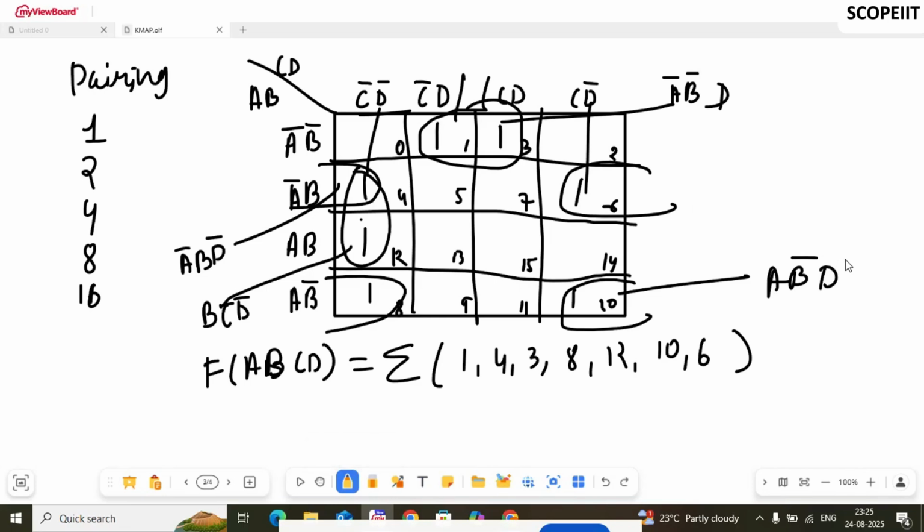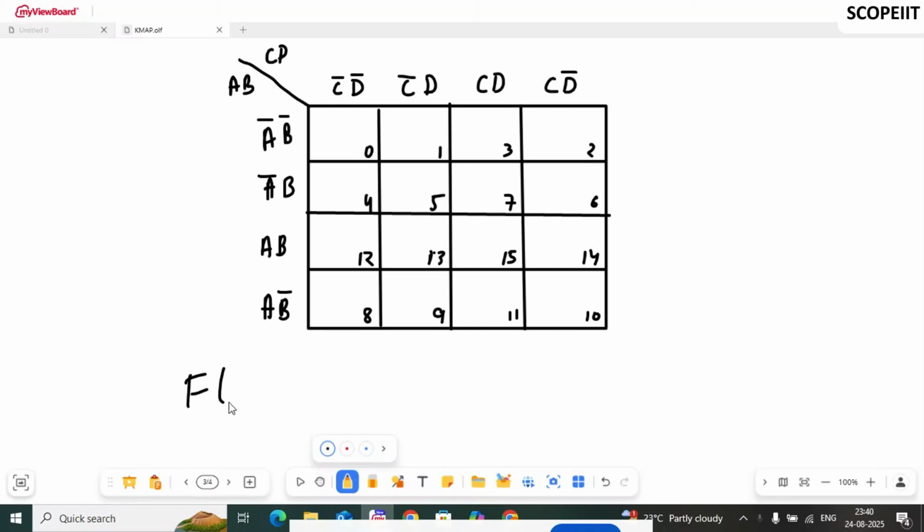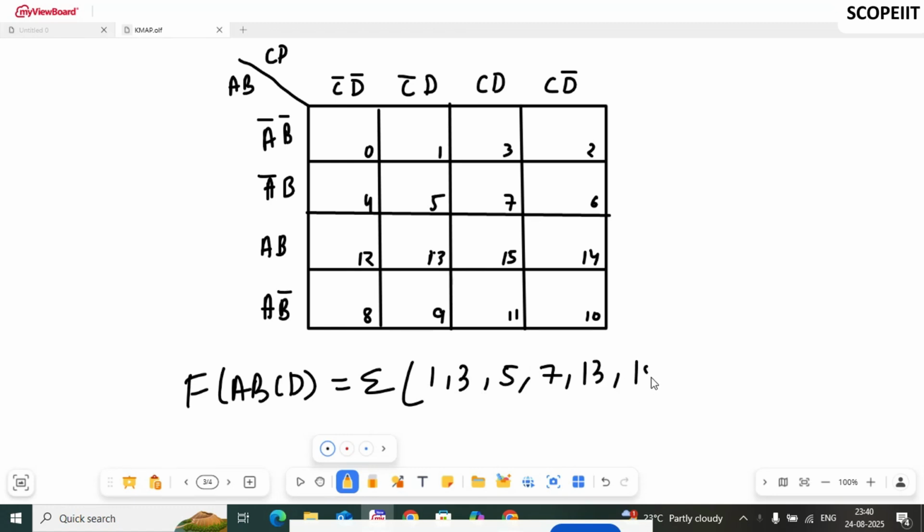Okay, let us take one more question. For example, if we have f of A, B, C, D equals sigma, then here, for example, we have 1, 3, 5, 7, 13, 15, 9, 11, 14, and 10. Suppose this is the question. Now see where you have ones: at place 1, then 3, then 5, then 7, 13, 15, 9, 11, 14, and 10.